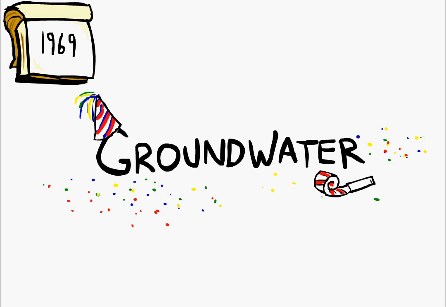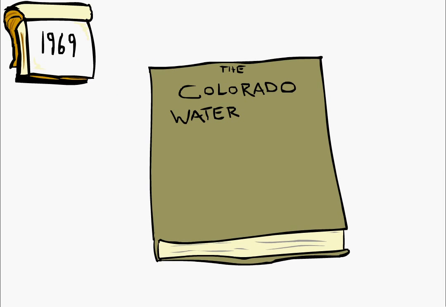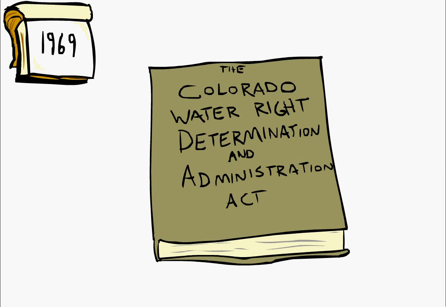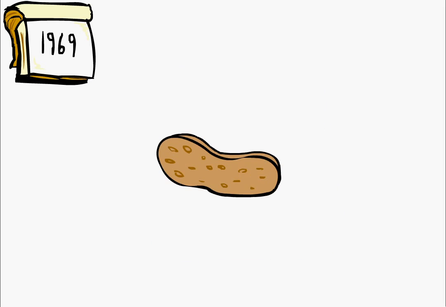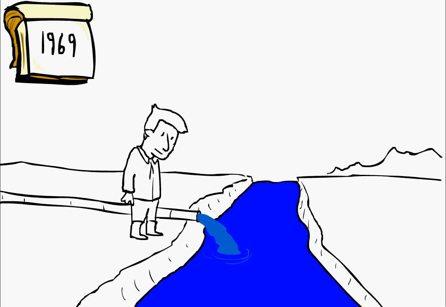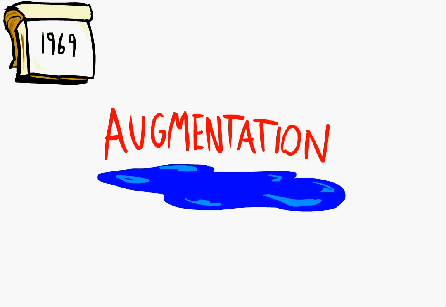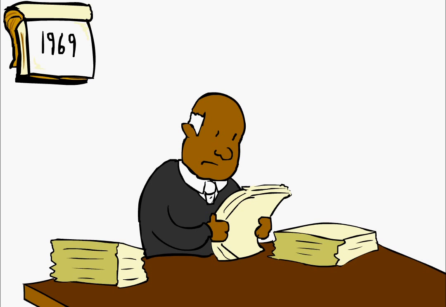1969. A big year for groundwater in Colorado. The legislature passed an act called the Colorado Water Right Determination and Administration Act. It is often referred to as simply the 1969 Act. In a nutshell, this act said a well user could pump water out of priority, but only if he prevented injury to water right owners senior to him by replacing depletions in time, location, and amount. The means of replacing that water became known as augmentation. The legislation required well users to submit augmentation plans to be adjudicated by the courts.